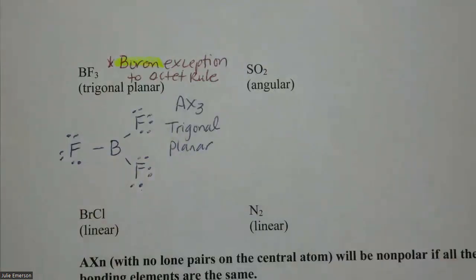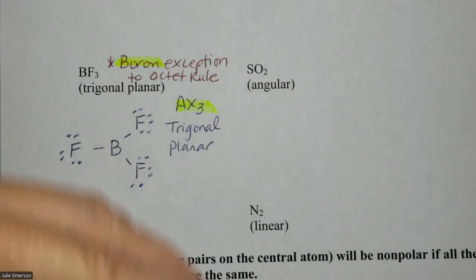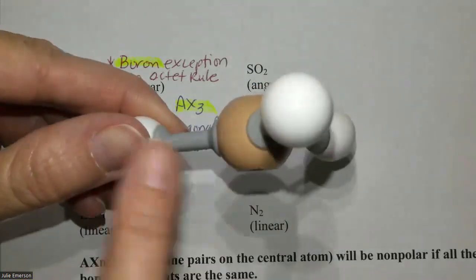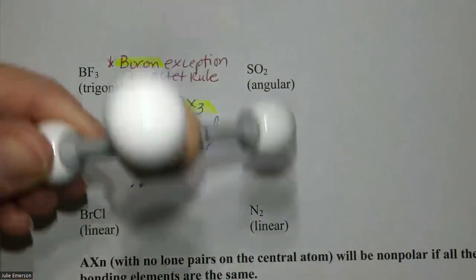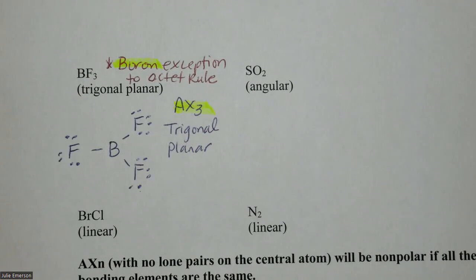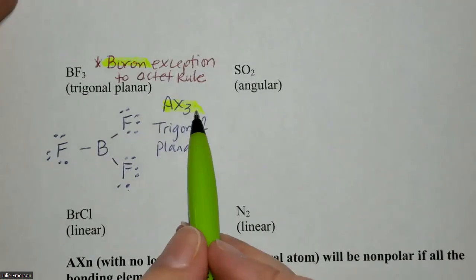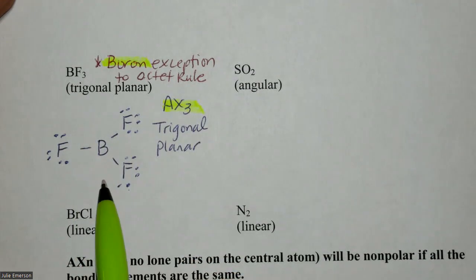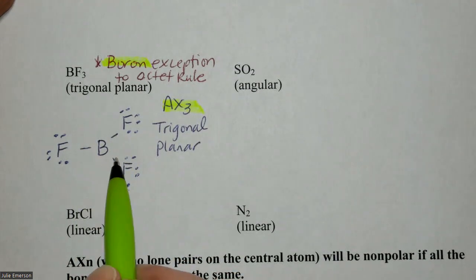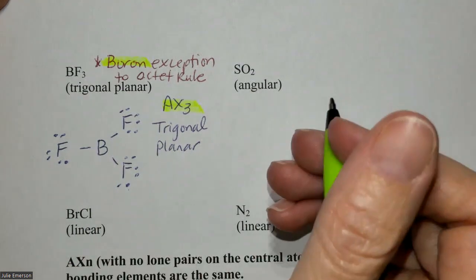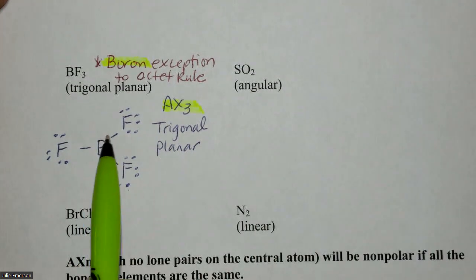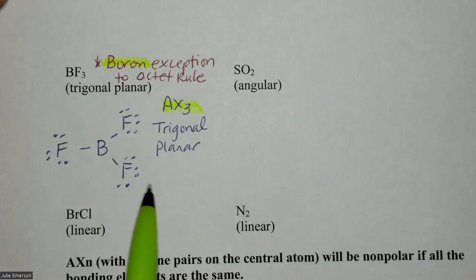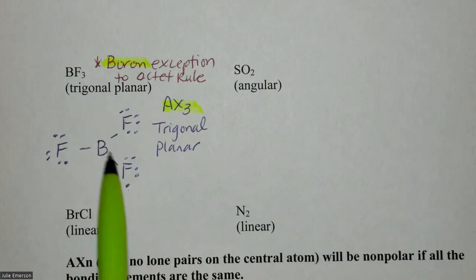remember it typically is going to take an AX3 configuration, and that configuration is the trigonal planar. So everything is in a nice plane, 120-degree bond angle all the way around. Because there's no E, there's no lone pair, everything is symmetrical, right? 120 degrees, 120 degrees, 120 degrees. So even though fluorine is pulling the electrons away from boron, it's doing it in a symmetrical way.